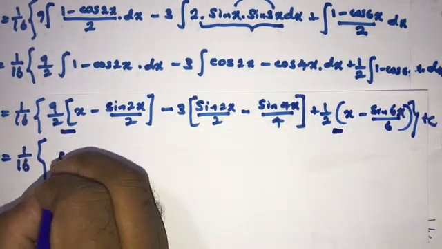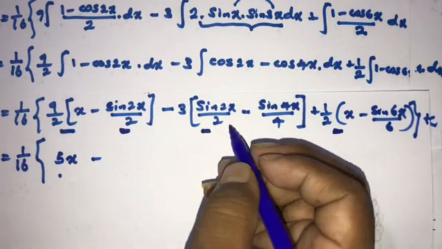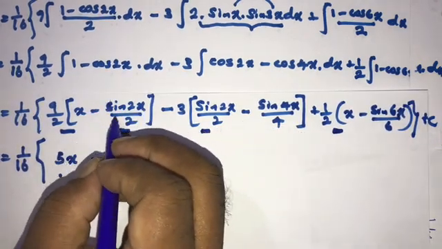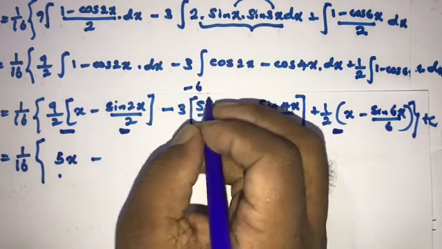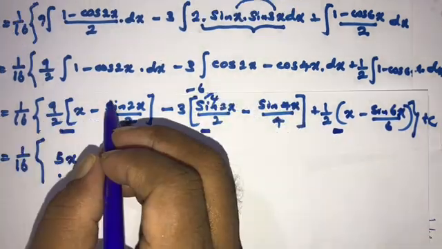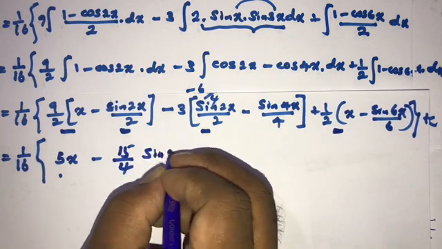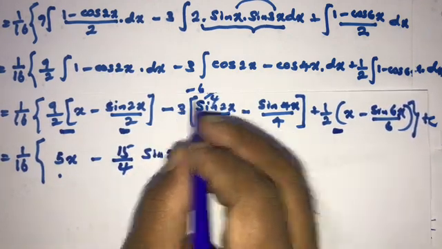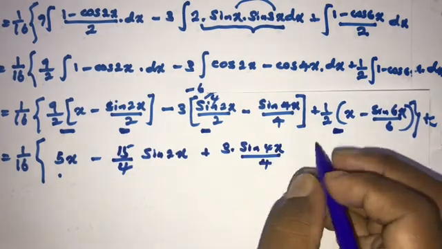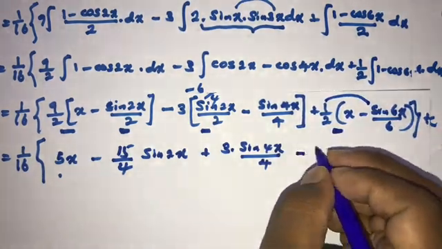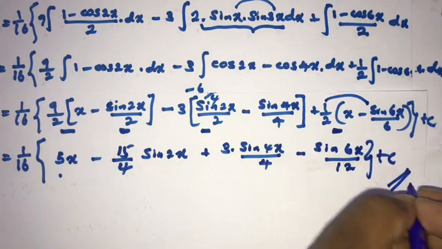Okay, now if you want you can simplify this, so this term and this term, so 10 times x over 2, so 5 times x, and this term and this term, so this is 9 over 4 times sine of 2x, and multiplying by 2, this is minus 6 over 4, so now 9 minus 6, so minus 15 over 4 sine of 2x, and plus 3 times sine of 4x over 4, and minus sine of 6x over 12 plus c. Okay, this is the answer.